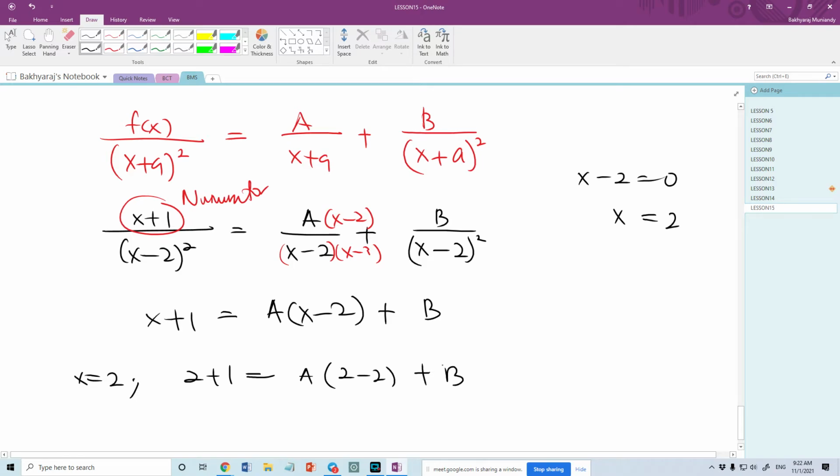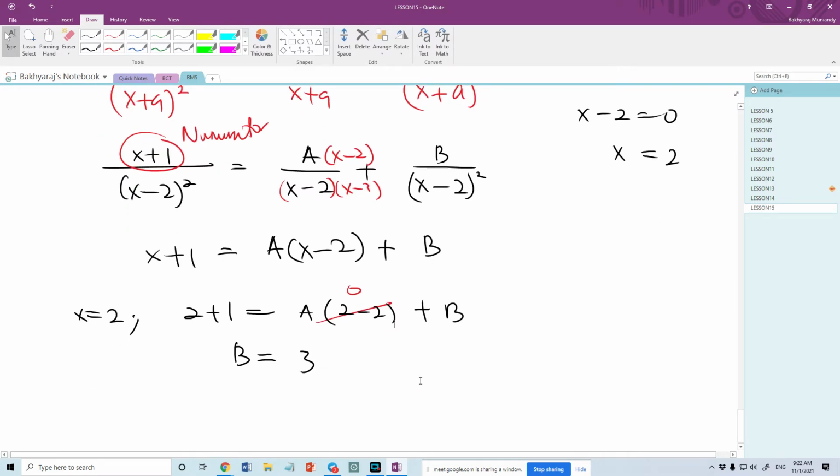So what's the answer? B will be equal? Yes, correct. B will be 3 lah. Sebab ini dah jadi kosong kan? Okay, ini dah jadi kosong. So this part is 0. Okay, so sekarang kita dah dapat B. How to find A? Macam mana sekarang nak cari? Nak masukkan nilai B yang kita cari.